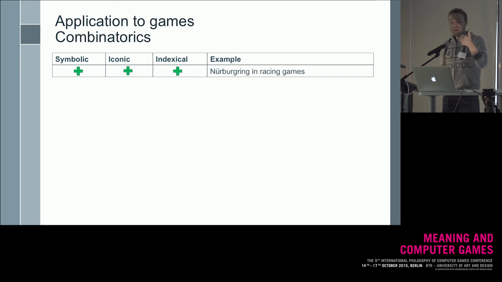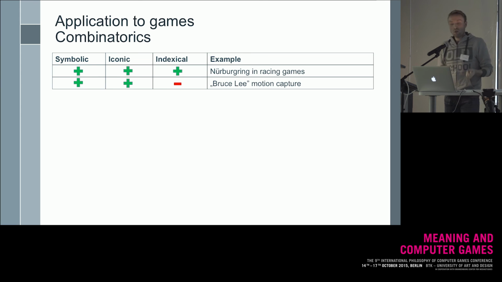If something is symbolic, iconic, and indexical representation at the same time, it is possible. For example, Nürburgring in racing games. It says that it's Nürburgring. It is laser scanned, like in Forza or GTA or Gran Turismo. So it's indexical, and it's iconic because it's very similar to the real thing.